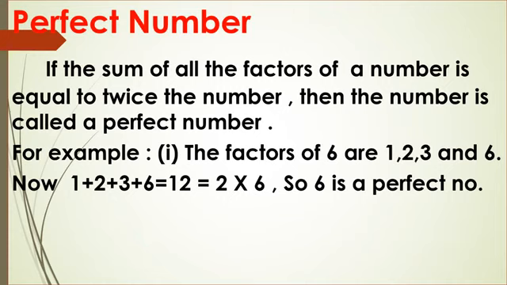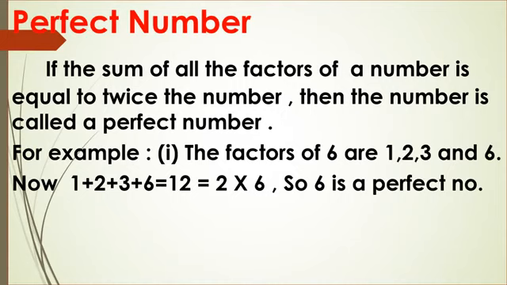Again, I am explaining it. Listen. I have taken one number, 6. Make the factors of 6: 1, 2, 3 and 6. Now add them. Your sum is 12. Now you can see this 12 is twice the number. Twice of 6, the number is 6, and twice means multiply by 2. So 2 multiplied by 6. So 6 is a perfect number.